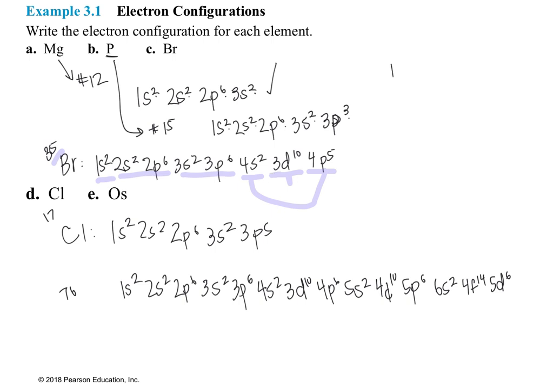For chlorine, it's right above bromine, so it's going to have the same number of p electrons, since they are in the same group, but we're not going to have this whole level, basically. So we have 1s2, 2s2, 2p6, 3s2, and then 3p5.